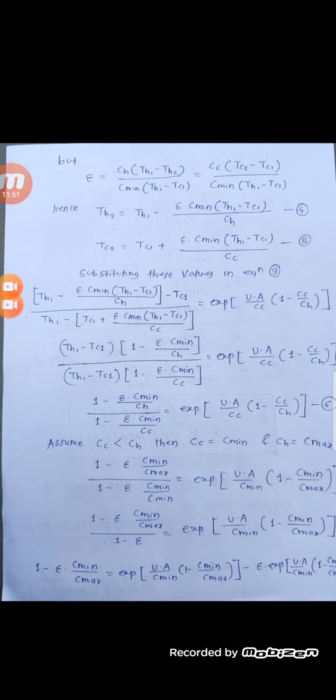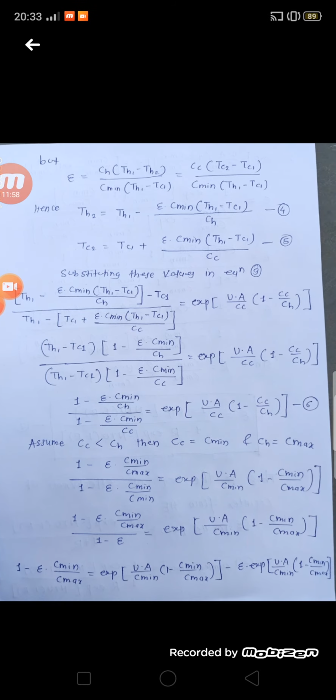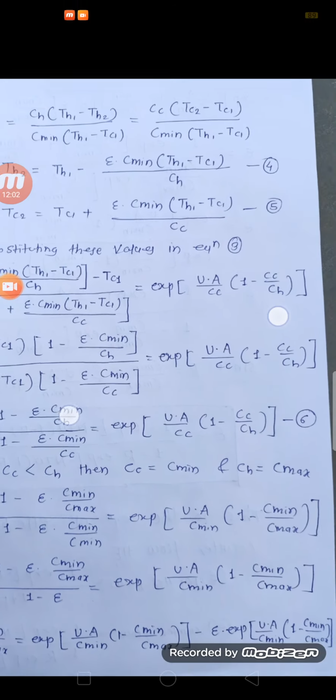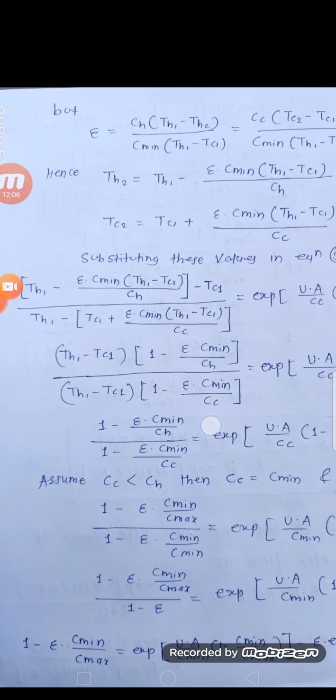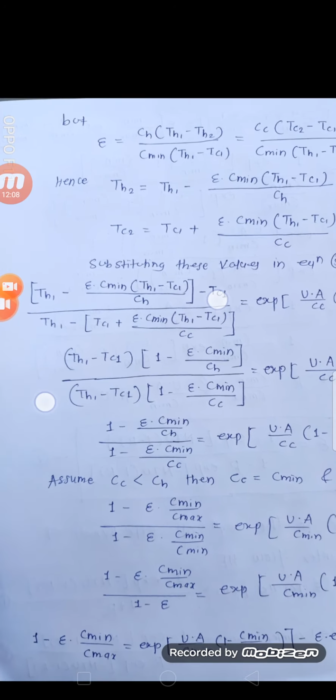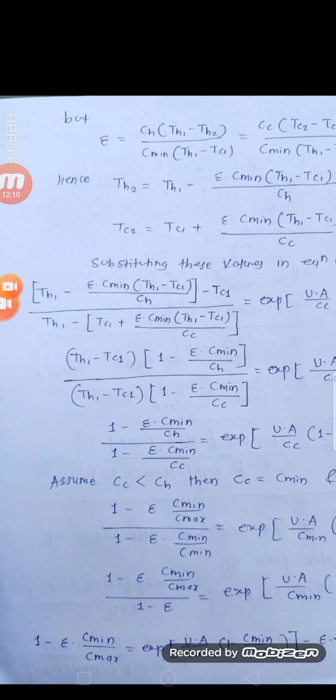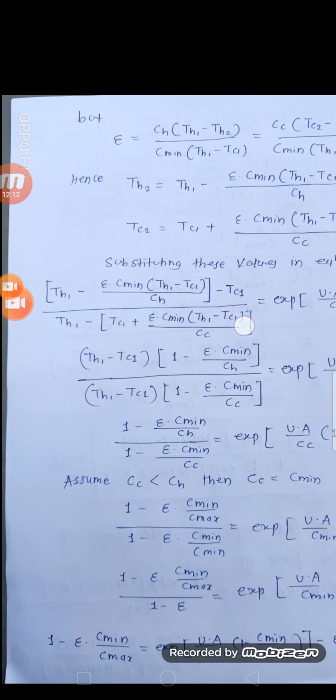Similarly, TH1 minus TC2. So what is the value of TC2? Put that value into this equation. And what about the right hand term? That is same. That is exponential of UA upon CC into bracket 1 minus CC upon CH. Now take the modification in this equation. So what is that equation?